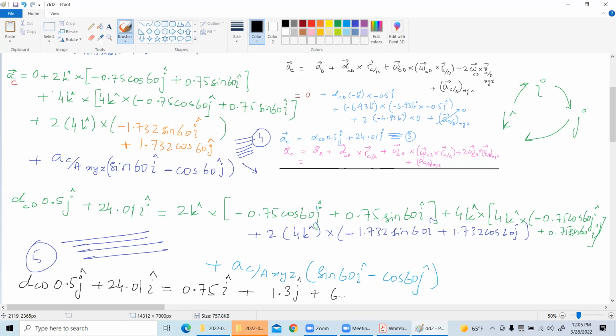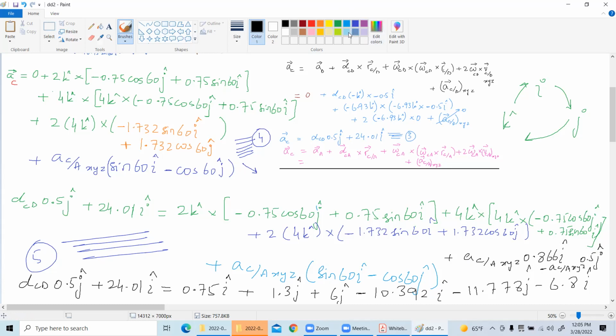Then plus 6 J, then minus 10.392 I, then I have a minus 11.778 J, then I have a minus 6.8 I, then I have positive AC with respect to A, X, Y, Z, 0.866 I, then I have a negative AC with respect to A, X, Y, Z, 0.5 J.